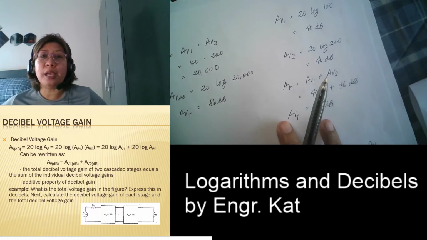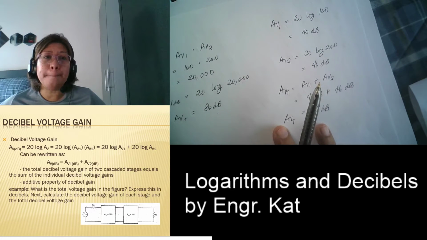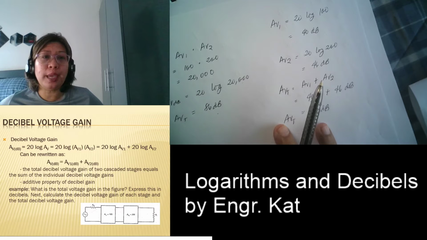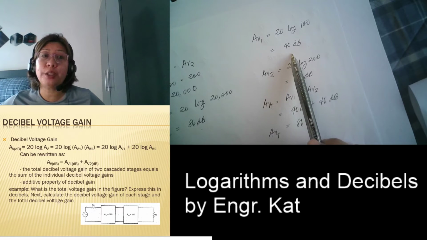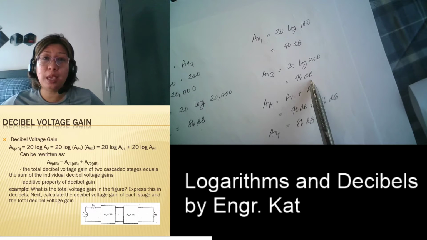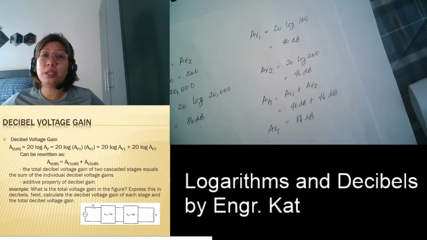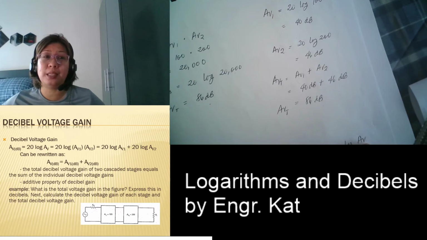Another way is to get the decibel value of each stage. This stage is 40 dB and this is equivalent to 46 dB. Then adding them, we get the same answer, which is 86 dB.